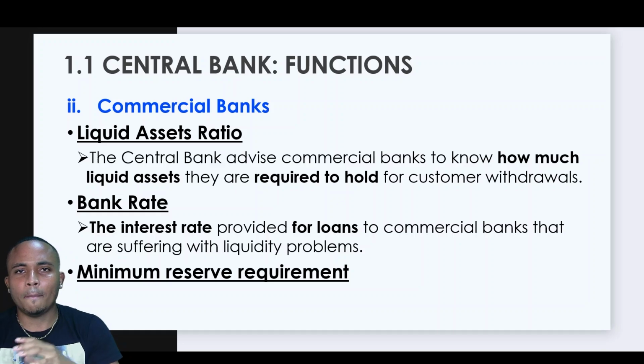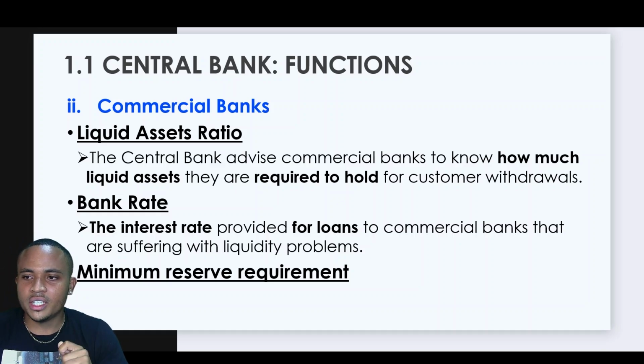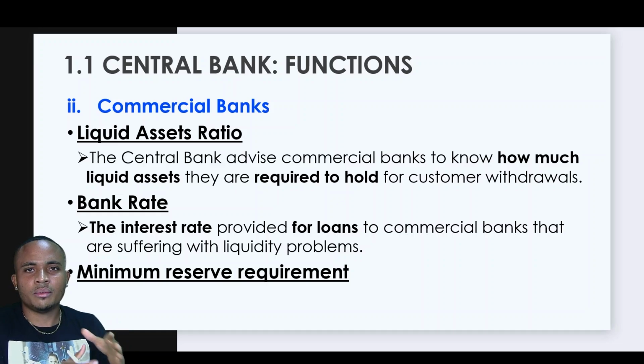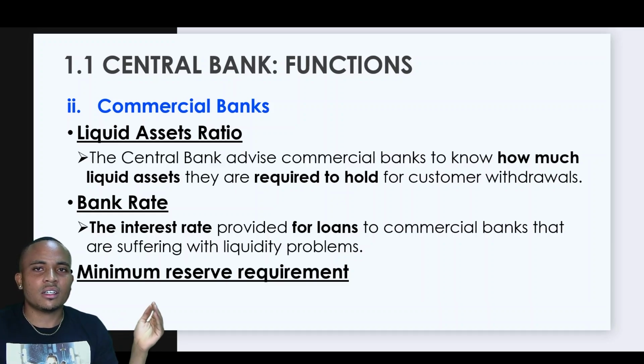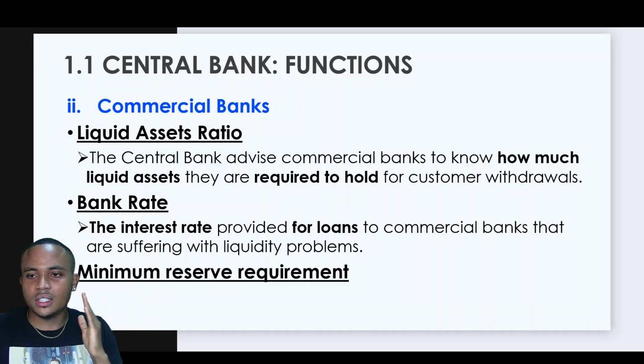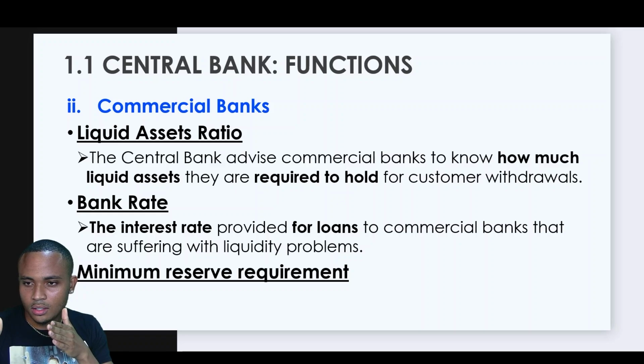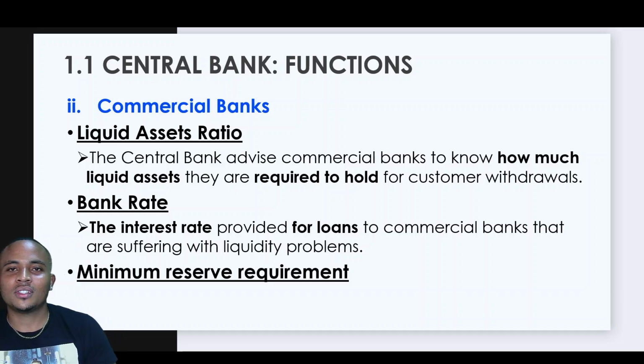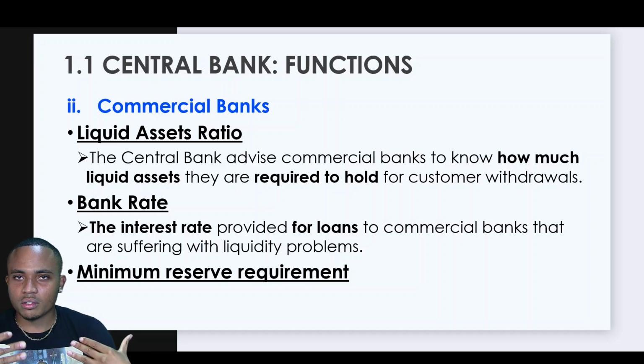Next one, we have bank rate. This is the rate provided for loans to commercial banks that are suffering from liquidity problems. So remember, we're going back to whenever a commercial bank is going through trials and tribulations, and the central bank swoops in as the savior. The central bank will give them a specific rate. There's a rate that they will set in order to give out the loans, and this rate can either be increased or decreased based on what the central bank ultimately wants.